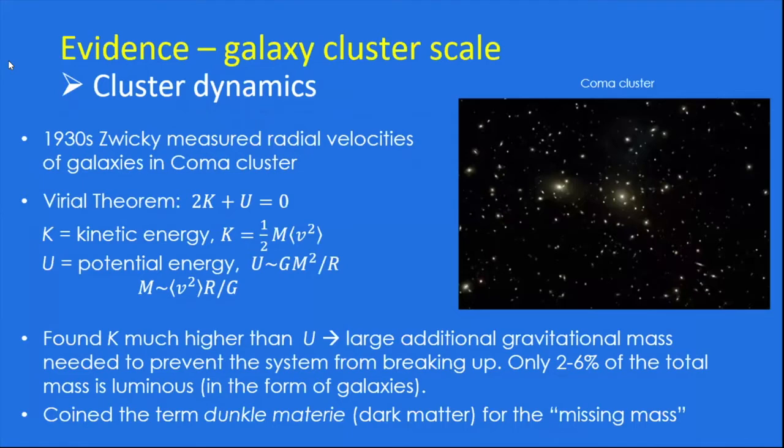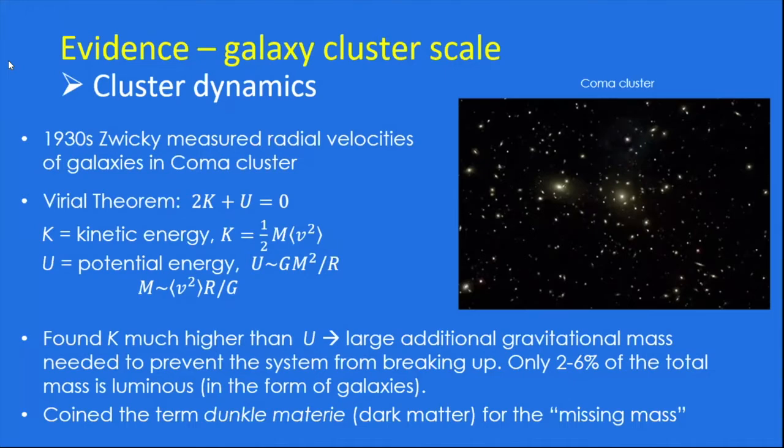Moving to galaxy cluster scale, the need for dark matter is also suggested from comparison of the luminous mass to the total mass. I will be discussing three methods to calculate clusters' total mass. The first method involves cluster dynamics, in which we measure velocity dispersions of galaxies in the cluster.